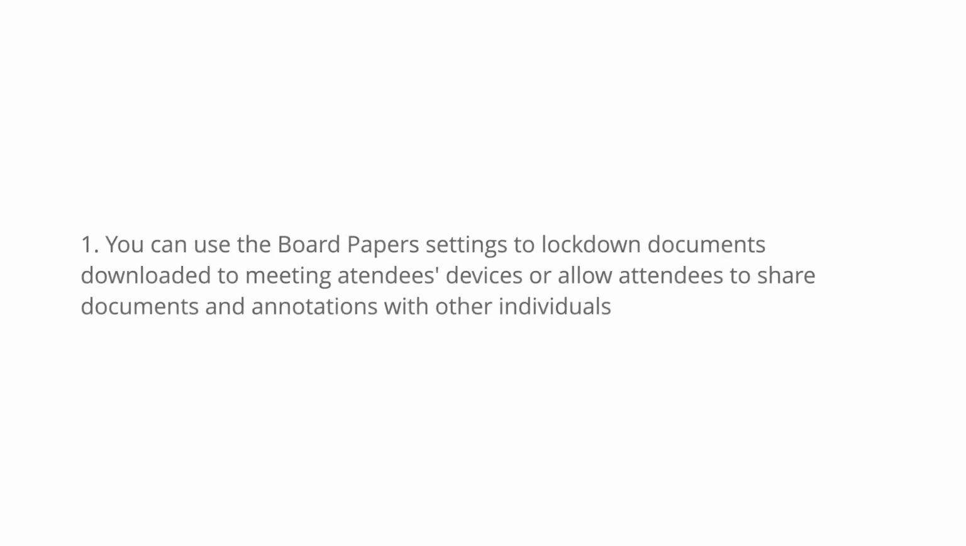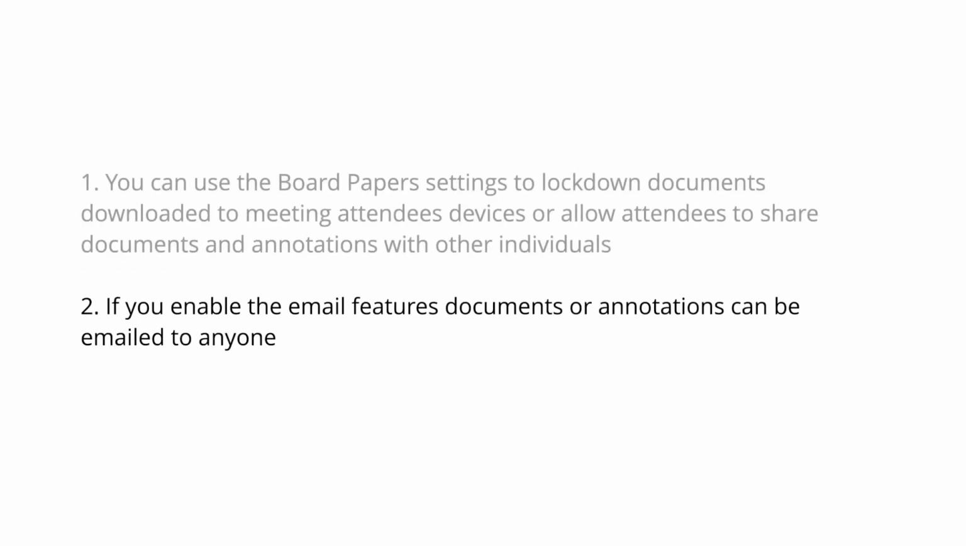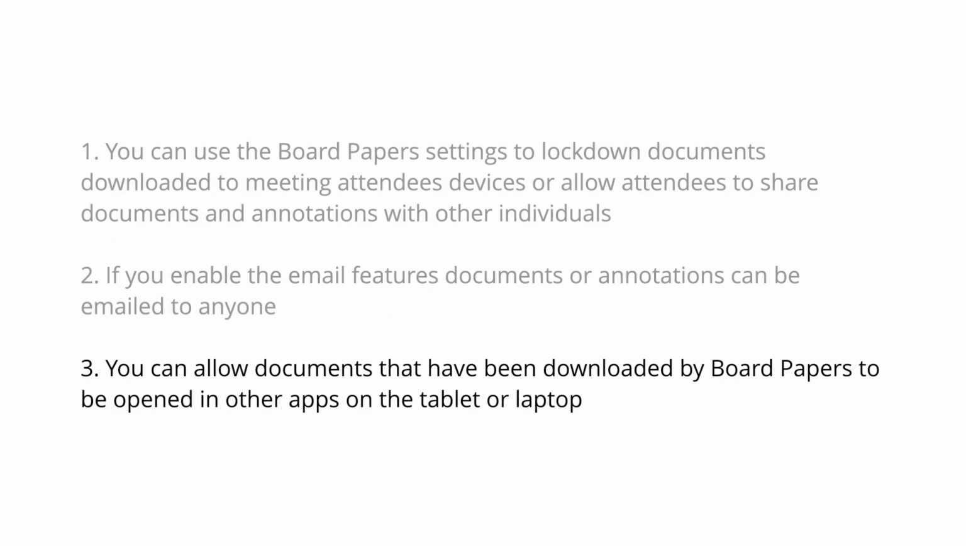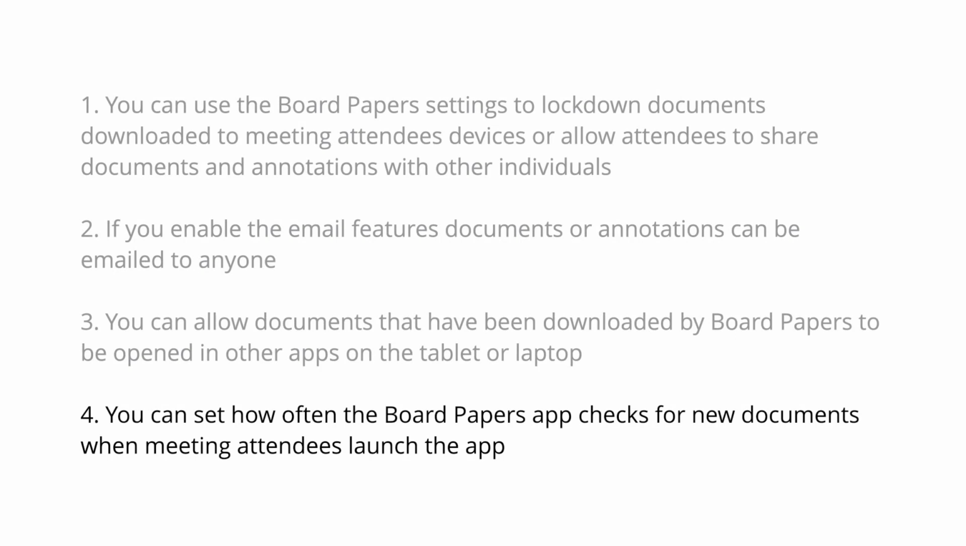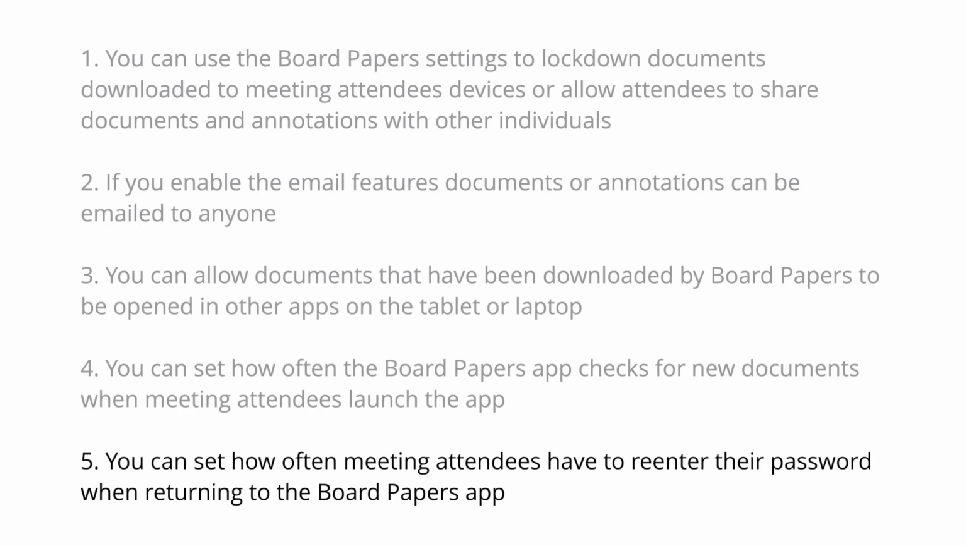To recap, you can use the board paper settings to lock down documents downloaded to meeting attendees' devices, or allow attendees to share documents and annotations with other individuals. If you enable the email features, documents or annotations can be emailed to anyone. You can allow documents that have been downloaded by board papers to be opened in other apps on the tablet or laptop. You can set how often the board papers app checks for new documents when meeting attendees launch the app. And finally, you can set how often meeting attendees have to re-enter their password when returning to the board papers app. This concludes the administrator training for board papers for SharePoint 2013.